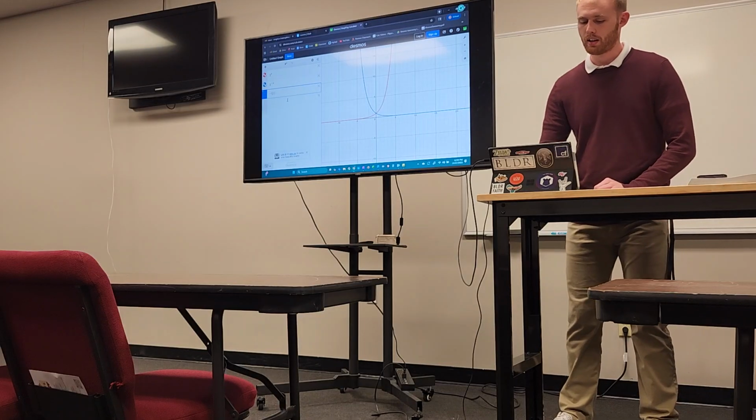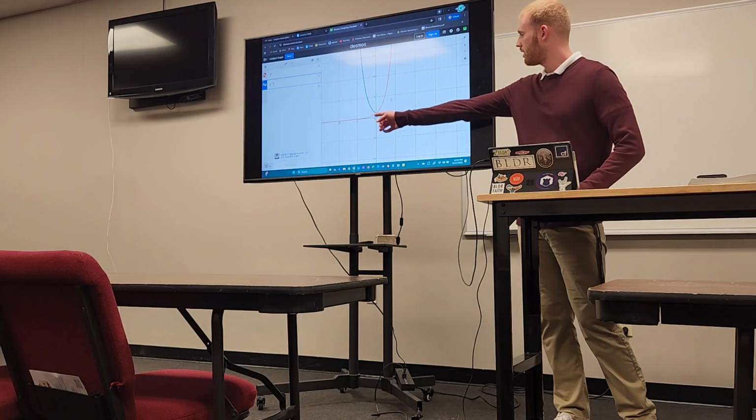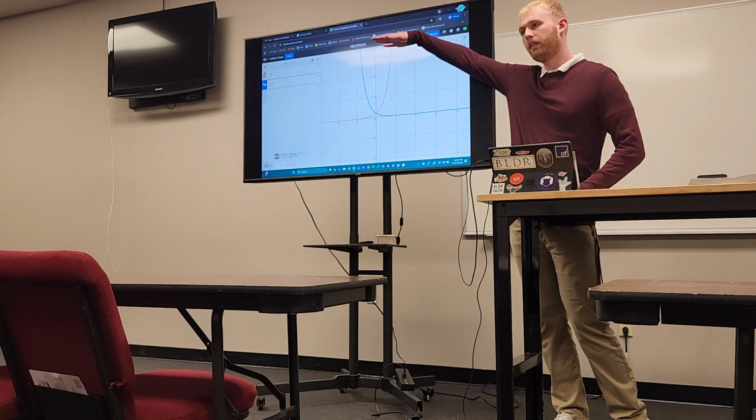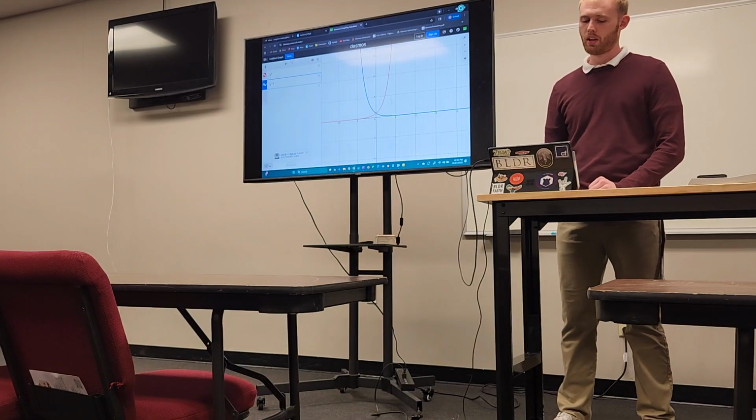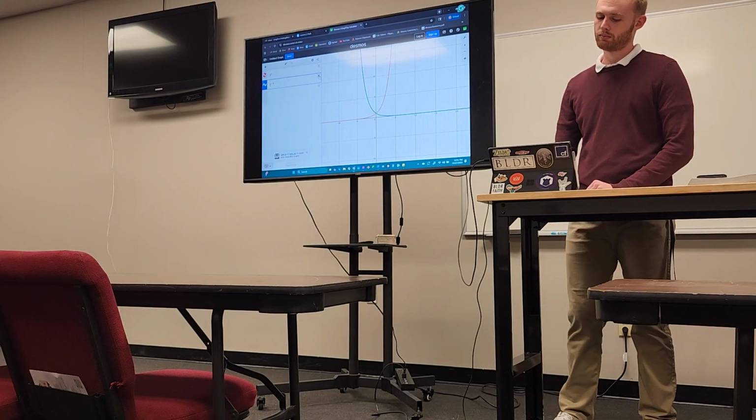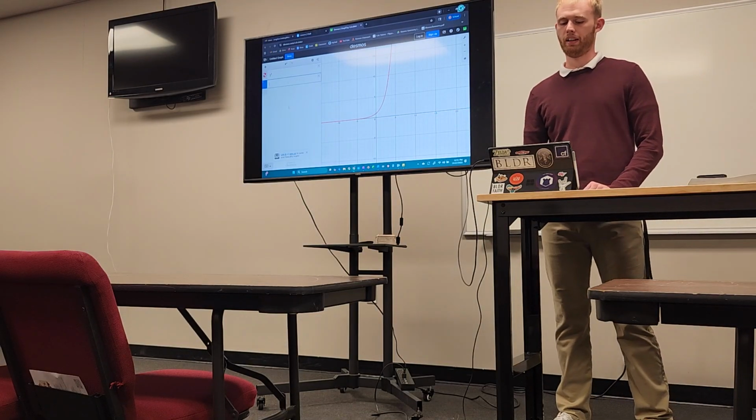What is one thing that all of these exponential functions that live above the x-axis share in common? Can you think of it?